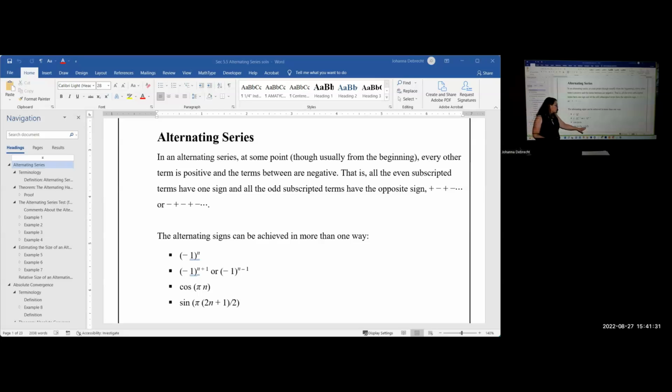And again, we could write this as 2n minus 1 as well, and that would also guarantee that it would be odd and it would generate, again, alternating signs. So we can see that we have some different ways of creating this alternating sign behavior.